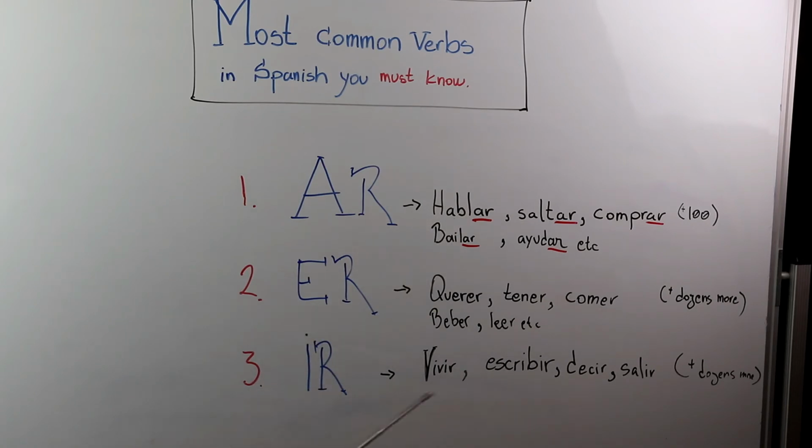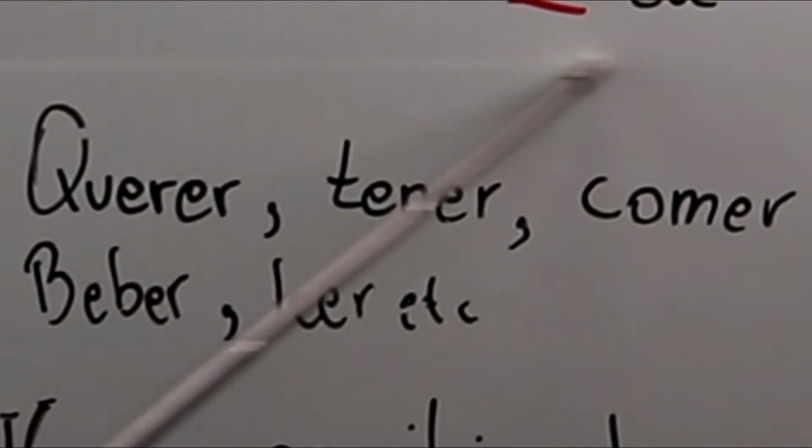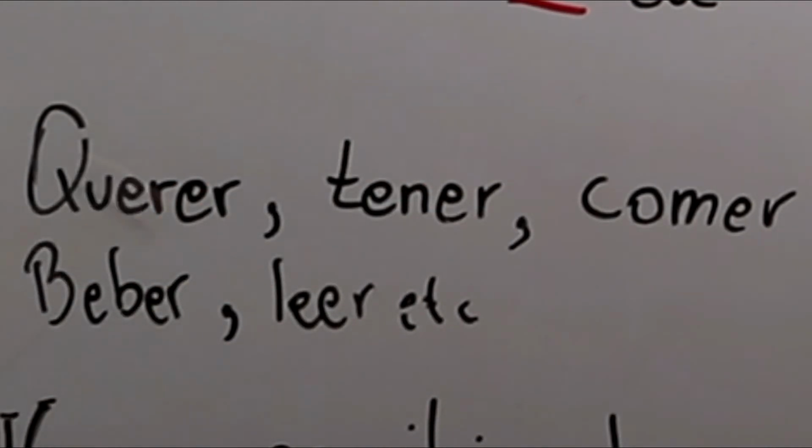We got verbs such as querer, which means to want. Notice the ending, er. Tener, which is to have, comer, to eat, beber, to drink, leer, to read. All of these verbs end with an er, all of them. That's why they are referred to as ER verbs.